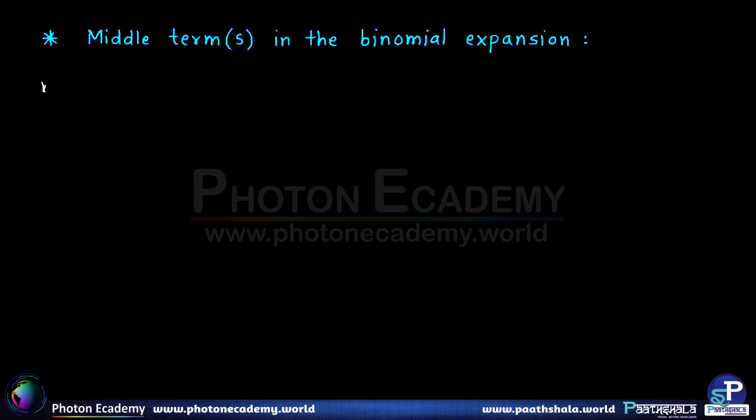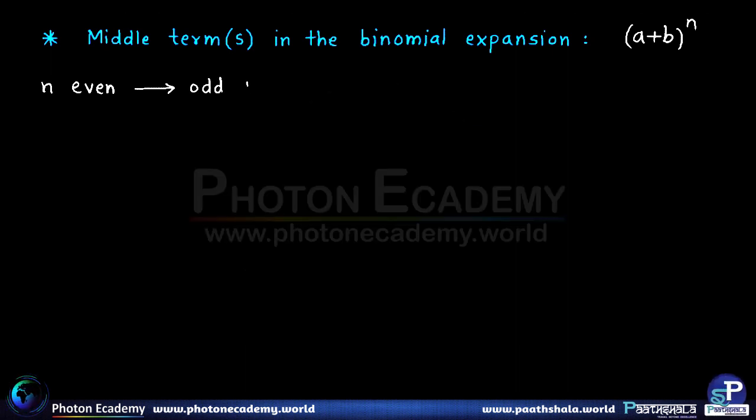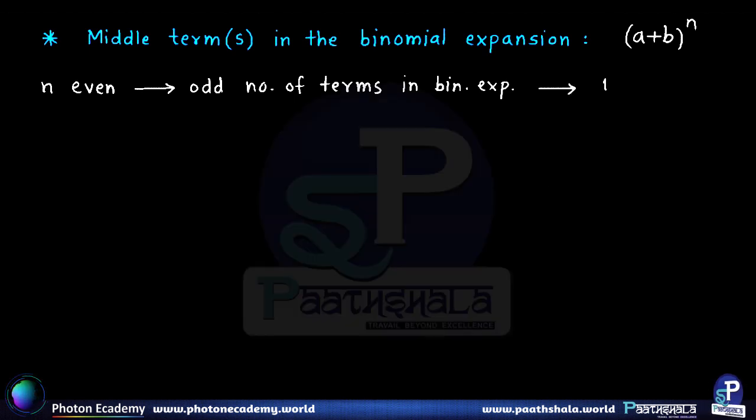That is because, suppose let's consider that n is an even number. So we are talking about the binomial expansion (a + b) raised to n, and if n is an even number, then we have seen already that it will contain n + 1, which is an odd number of terms in the binomial expansion. So if n is even, then we have an odd number of terms. Now, if we have an odd number of terms, then it means that there is one single term which is the middle term, or the term which appears in the center.